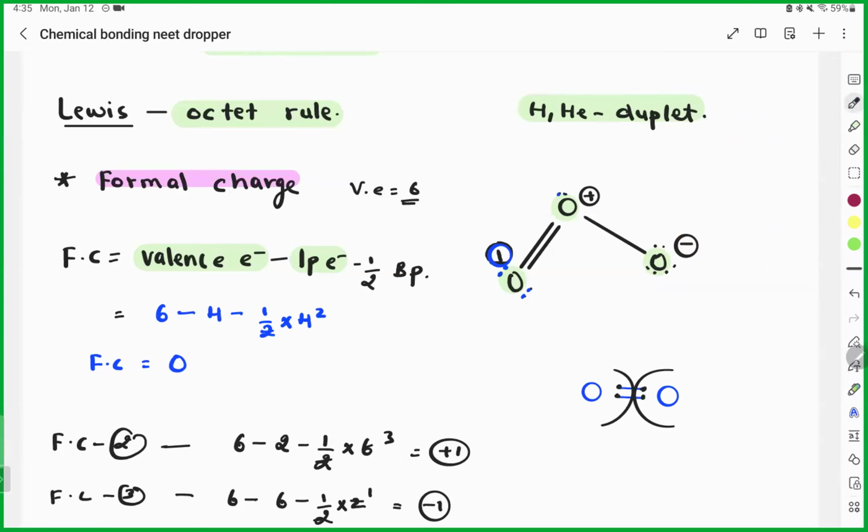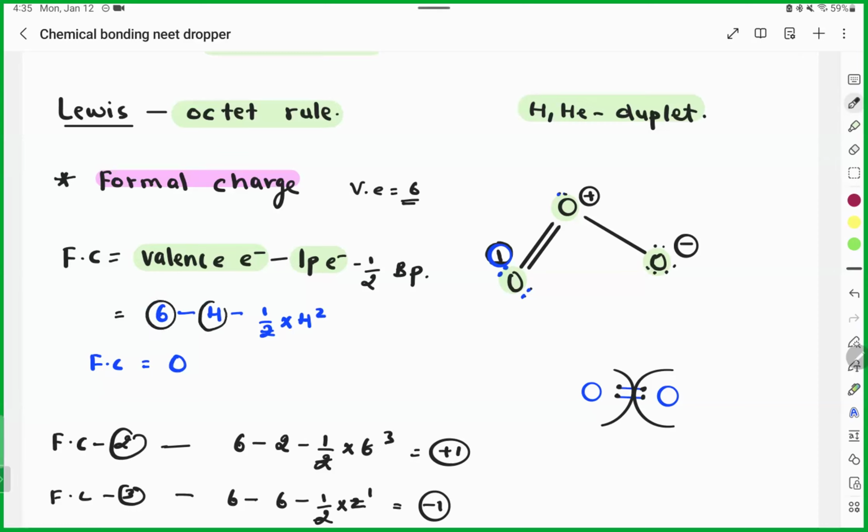If you take the formal charge on the first atom, then valence electrons 6, lone pair electrons 4. How many bonds do you have? 2. Bond pair electrons 4, half of this is 2. So formal charge will be 0. That's why the first atom will not have any charge. Second, this is second and this is third.